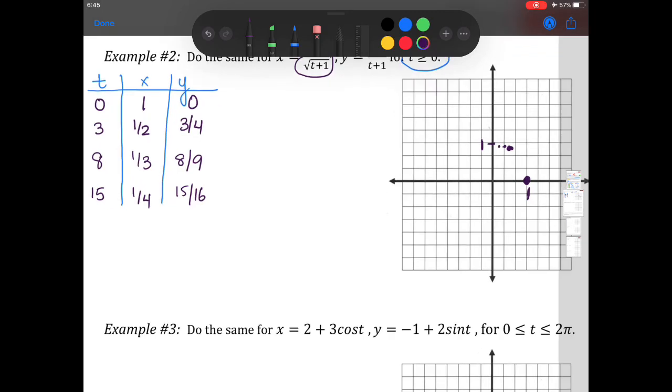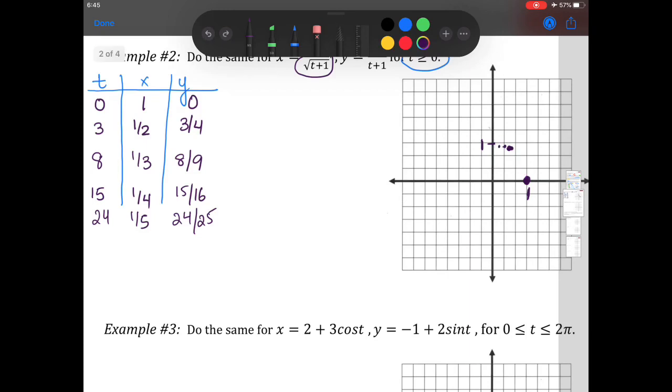Look at this. If I was to pick the next number, it will be 24, which would be 1/5, and this would be what? 24 over 25. Do you see all these numbers, all your x and y values will be less than 1. So what happens is when I graph it, it's going to be this. It's in this direction. I didn't get a really nice graph.